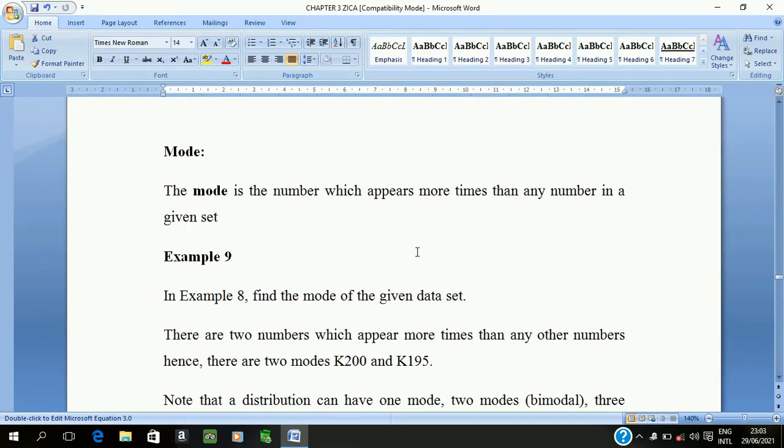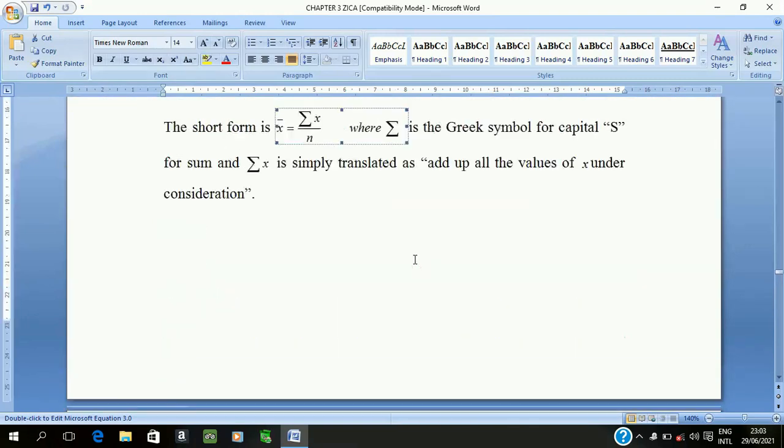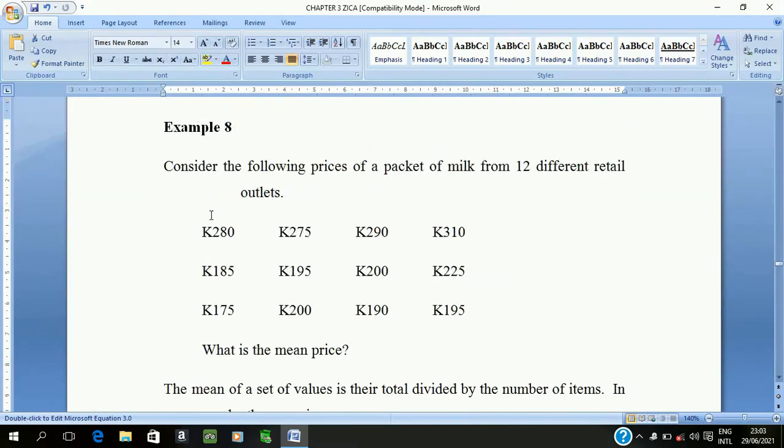Next, the mode of a simple frequency distribution. The mode is the number which appears more times in any distribution, the number that appears more frequently. So if you refer to the distribution we're talking about here, just look at it and identify which values are appearing more frequently than the other values. You will notice that we have 195 and 195. 195 is appearing twice. We also have 200 and 200 appearing twice.